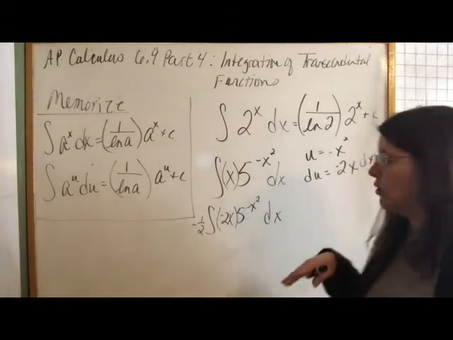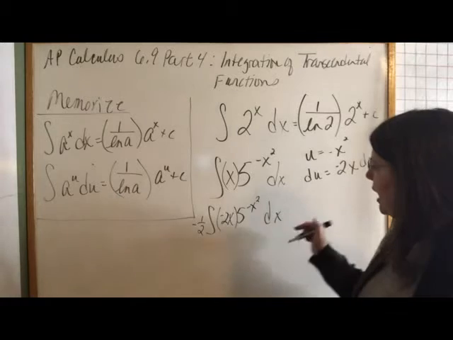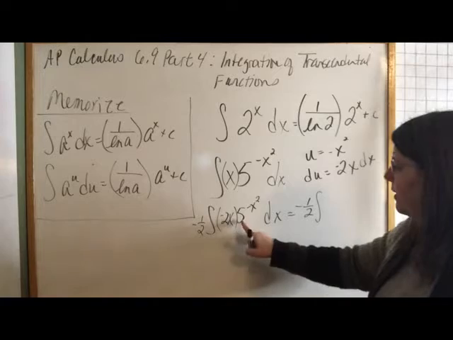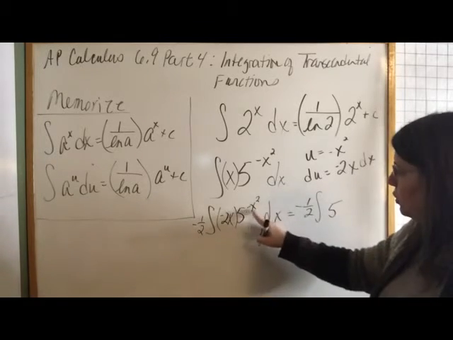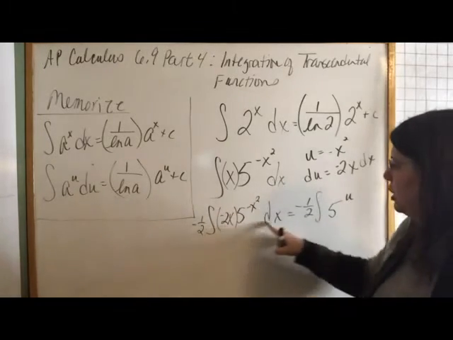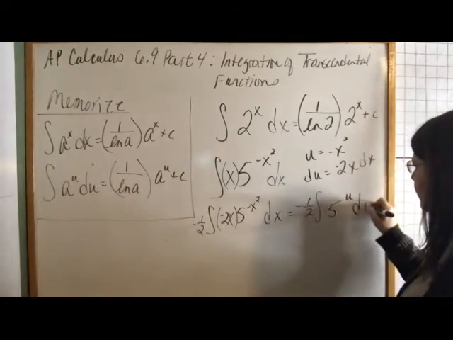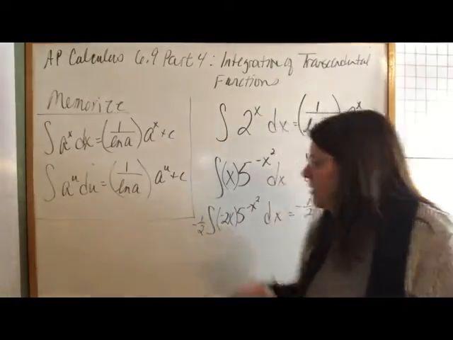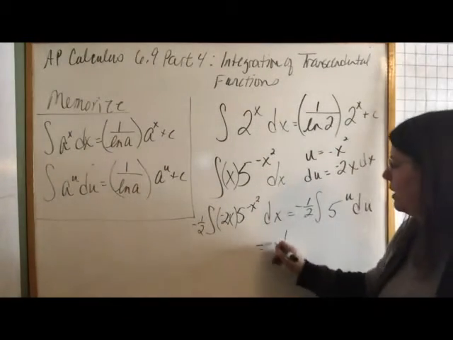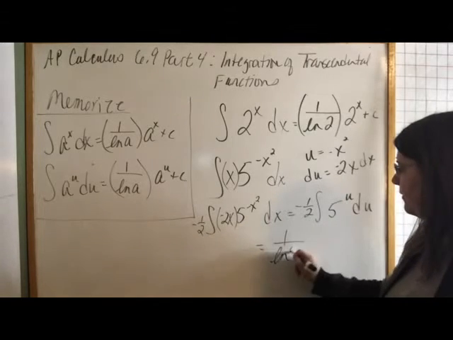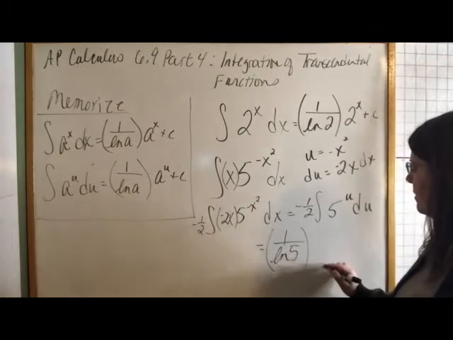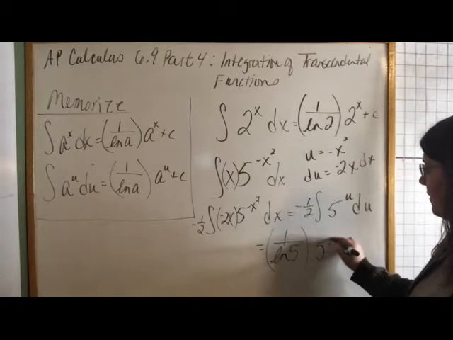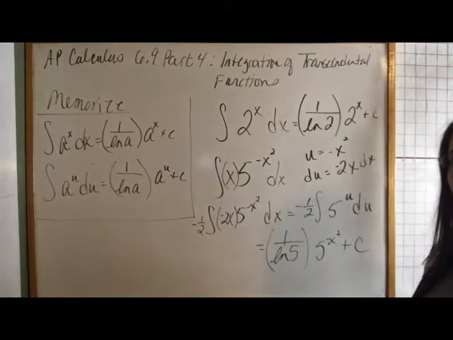So our u substitution for these is going to work the same way as it did when we were dealing with natural logs. Now, if I substitute, I've got negative 1/2 times the integral of 5 to the u du. And now it looks like one of my original formulas. So my answer is going to be 1 over the natural log of 5 times a to the u, which would be 5 to the u, and u is negative x squared, plus c.